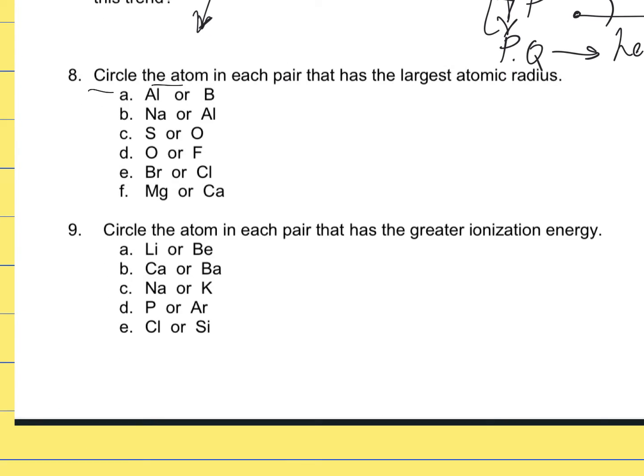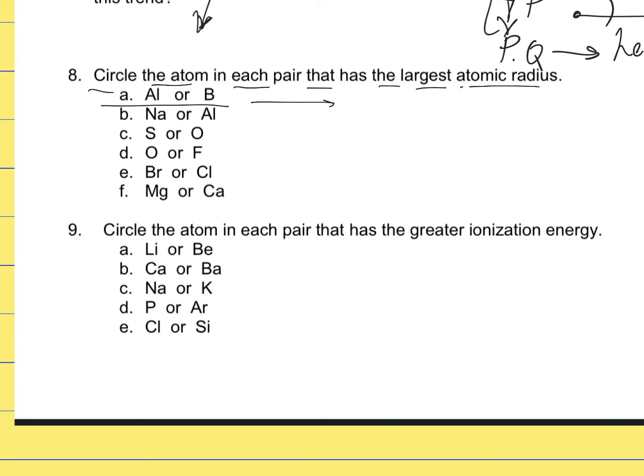Over here, circle the atom in each pair that has the largest atomic radius. And when you're solving a problem like this, that by the way you're going to have on the test, you have to look at the periodic table. Ms. Ramos, are you going to give us a periodic table for the test? I'm going to give you the book, so you have a periodic table at the end.